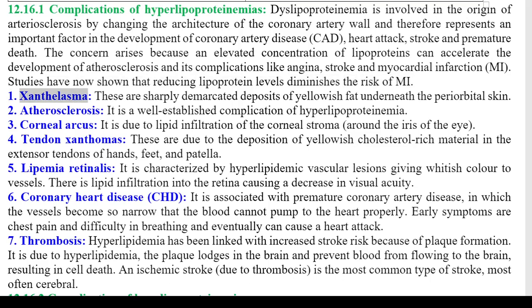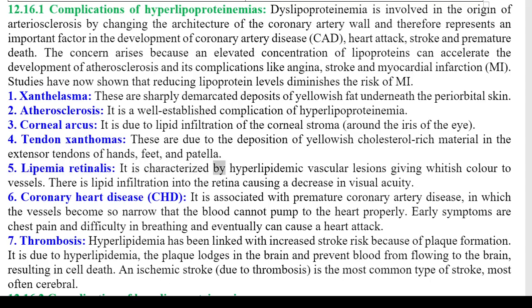1. Xanthelasma. These are sharply demarcated deposits of yellowish fat underneath the periorbital skin. 2. Atherosclerosis. It is a well-established complication of hyperlipoproteinemia. 3. Corneal arcus. It is due to lipid infiltration of the corneal stroma, around the iris of the eye. 4. Tendon xanthomas. These are due to the deposition of yellowish cholesterol-rich material in the extensor tendons of hands, feet, and patella.